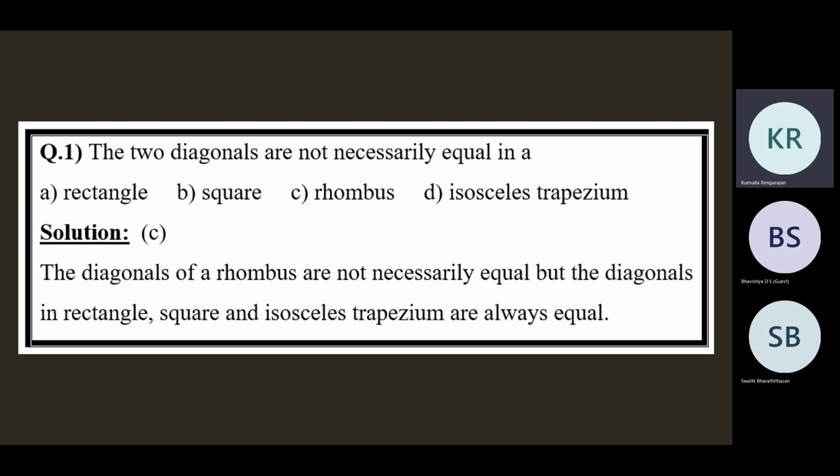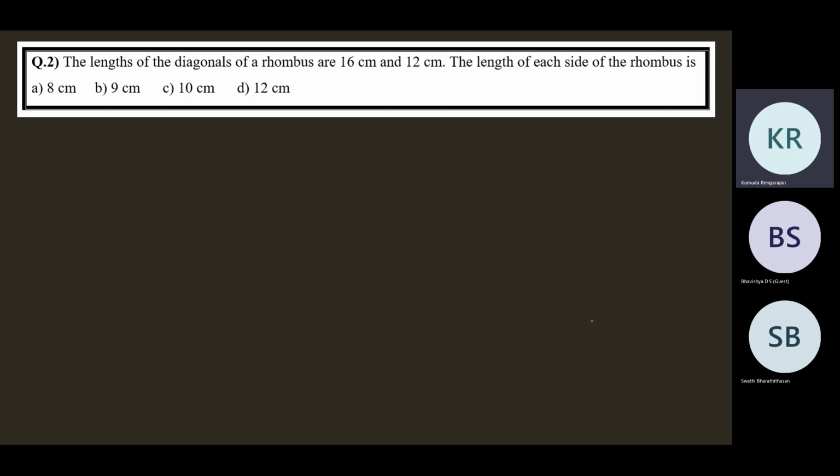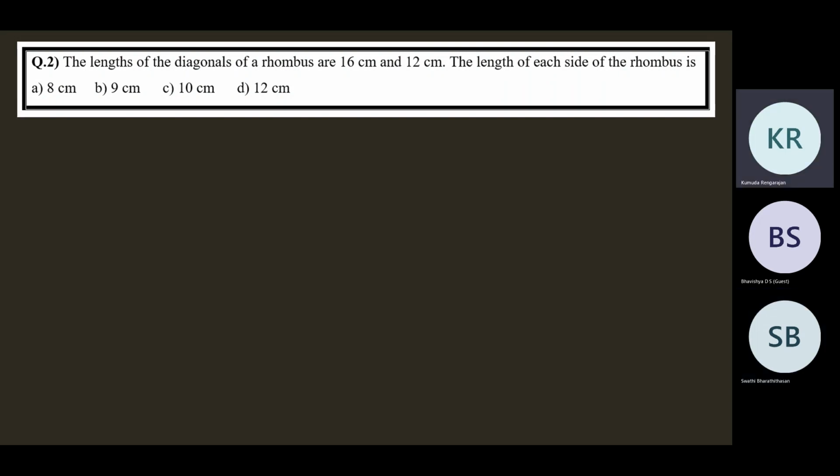Yeah, so this is the answer. The diagonals of a rhombus are not necessarily equal, but the diagonals in a rectangle, square, and isosceles trapezium are always equal, which you know. What's the length of the side of the rhombus? 10 centimeter, ma'am. Yeah, 10. Okay. Kanishka, I'm sorry, 10 centimeter.